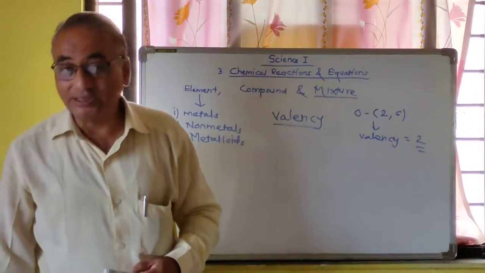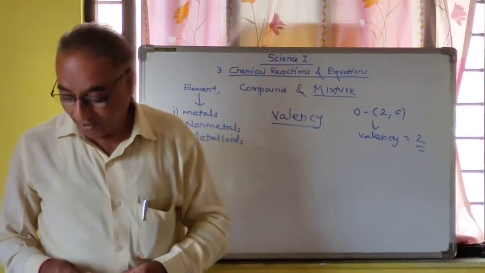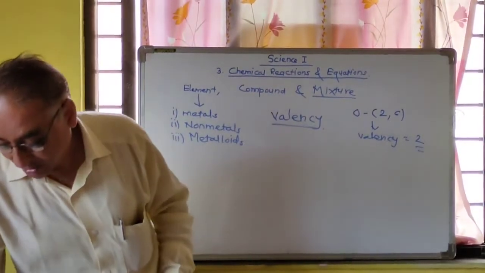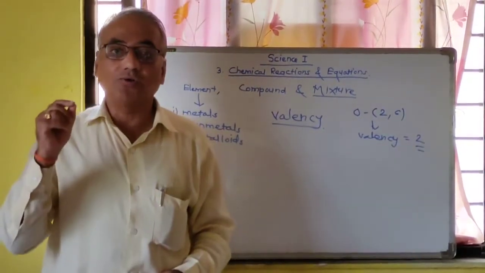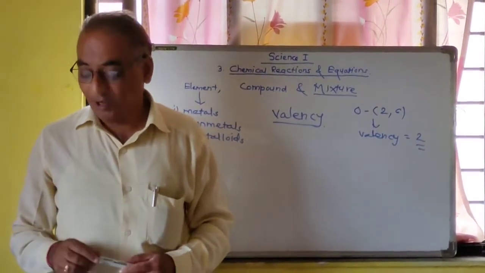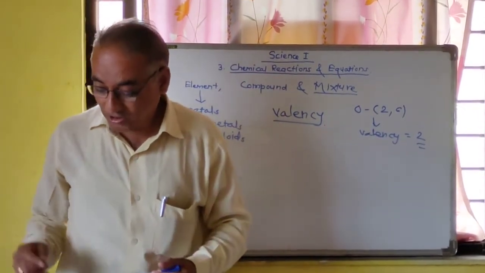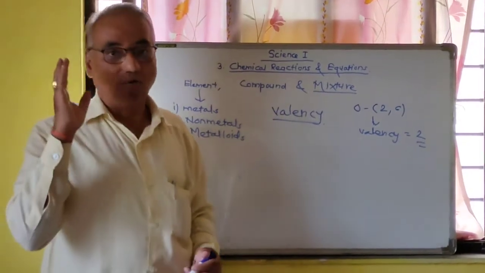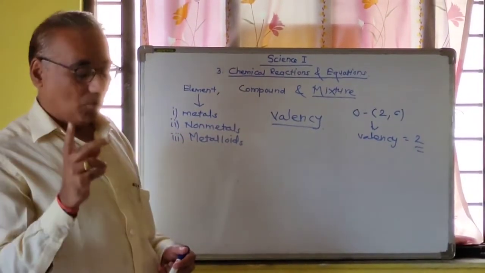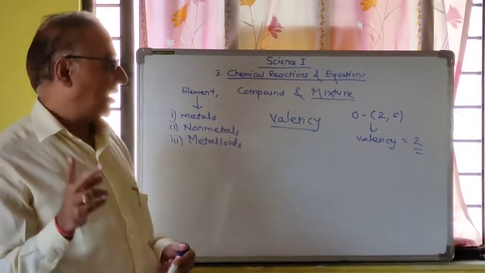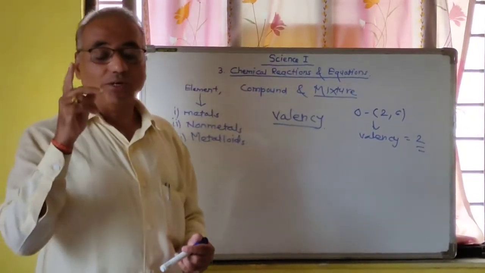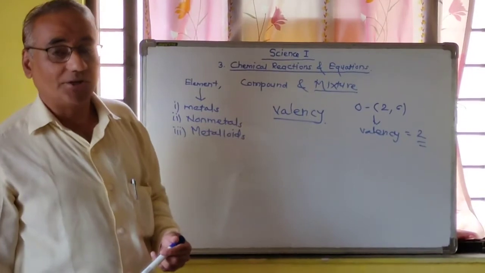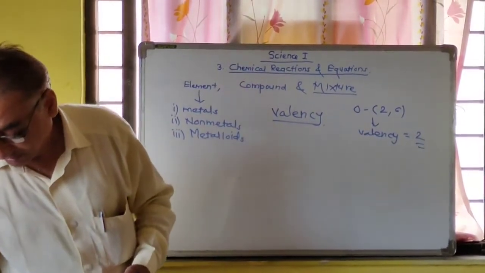Now let us see the requirements for writing molecular formulae of different compounds. When we write the molecular formulae of different compounds, we must know the symbols of the radicals and their valency. If we know the symbols of the radicals and their valency, only then can we write the molecular formula. Now let us see what is meant by chemical reaction.